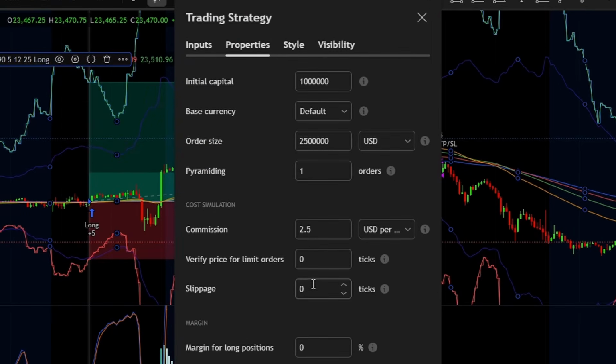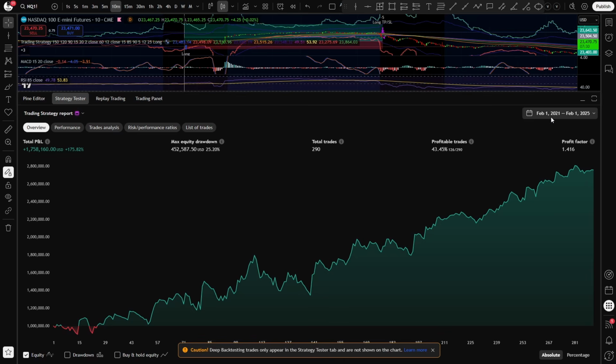Okay, for the backtest, we are going to use a 1 million capital with a 2.5 million order size on each entry and exit. The commission is set to 2.5 USD per contract, and the slippage will be set at 20 ticks. For the backtest, I will do a 4-year backtest from 1st of February 2021 till 1st of February 2025. So we are leaving around 6 months of out-of-sample data that we are taking a look at, because what really matters is not the backtest results, but how the strategy performs after the optimization date.